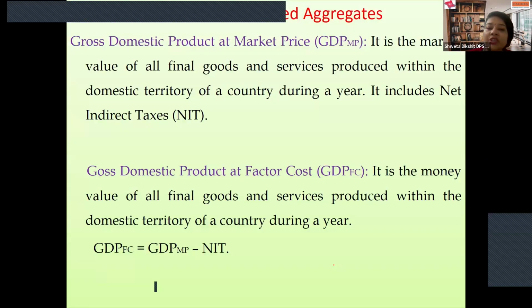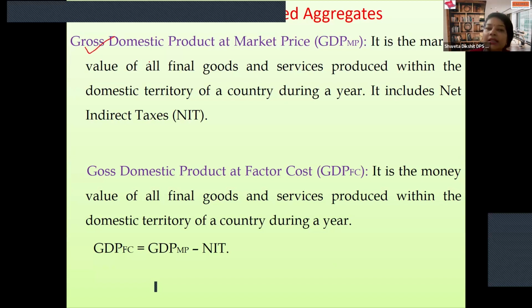Now, the national income and related aggregates. I will now go ahead with the various national income and related aggregates, with the various inputs, and how they are converted from one to the other. Actually, there were basically 12 national income and related aggregates, but 4 have been omitted from your syllabus. So here I'll just talk about the 8 complete national income aggregates. The first is gross domestic product at market price.